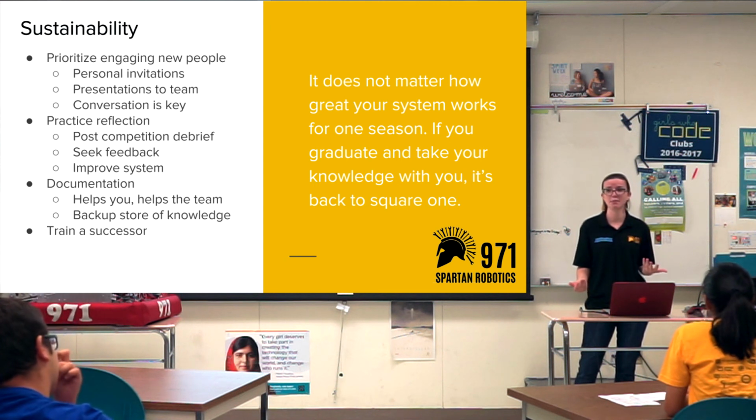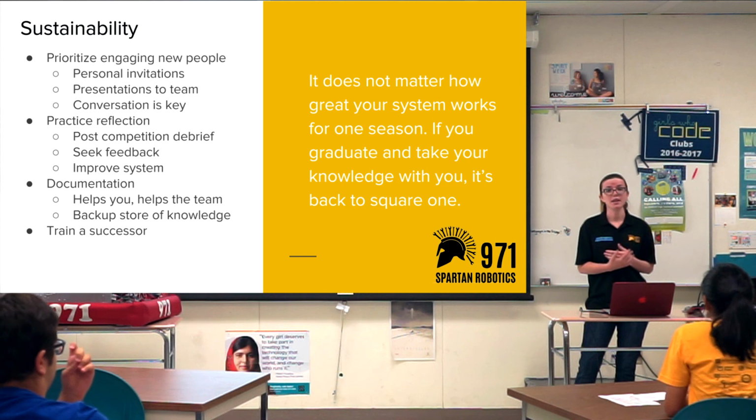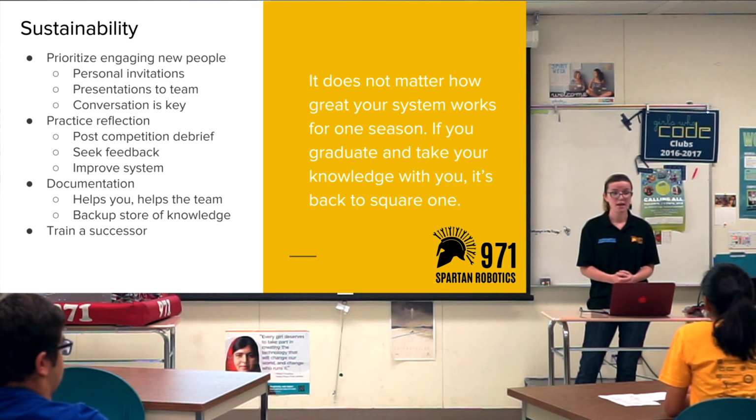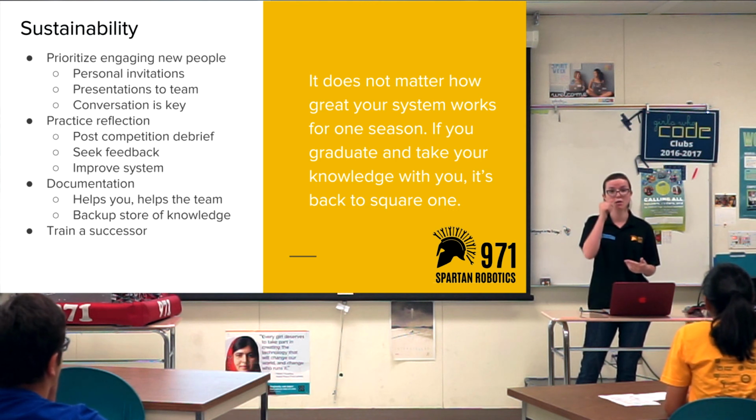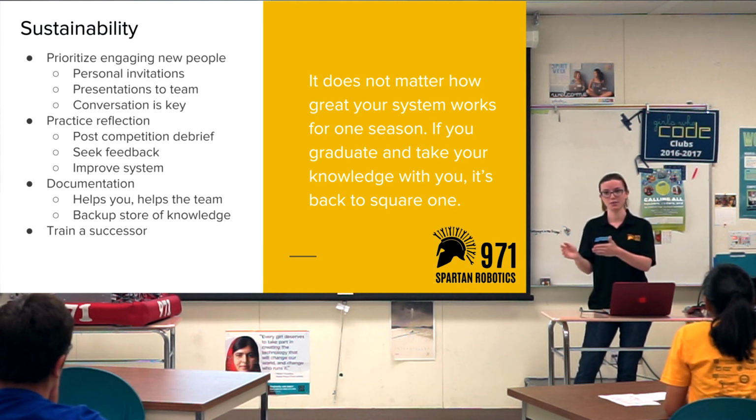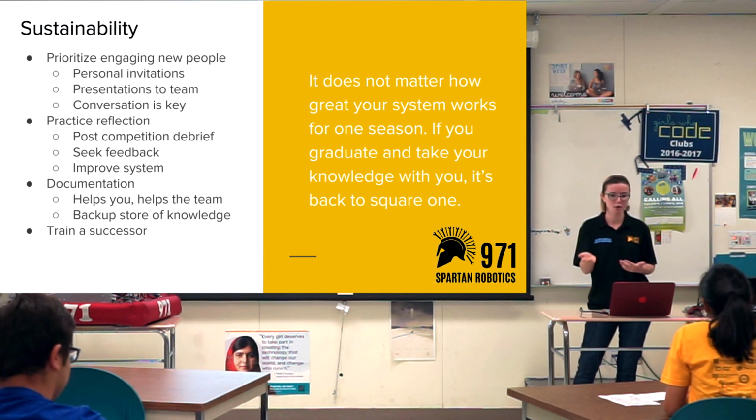Also, documentation. This is a good team practice in general. Documentation helps you, and it helps the team. It helps you process; maybe after a competition you do a debrief and write up some notes. That helps you process, and it also helps future leaders of scouting think, "Oh, hey, they ran into this problem too, and this is how they dealt with it."